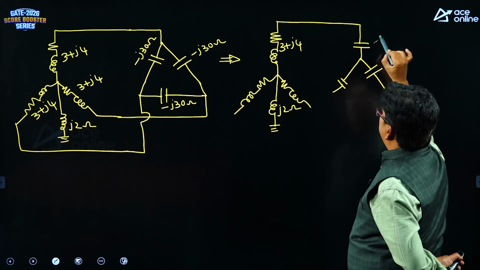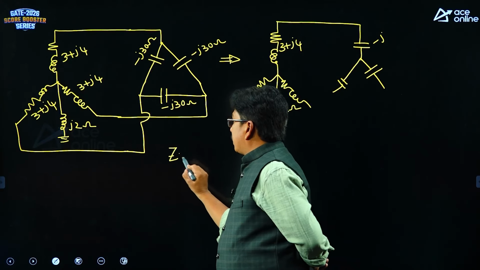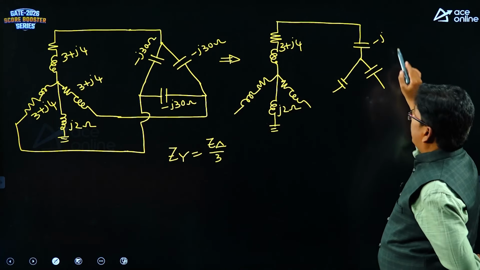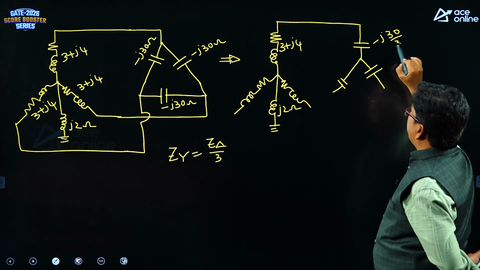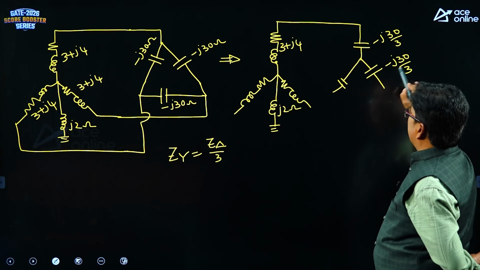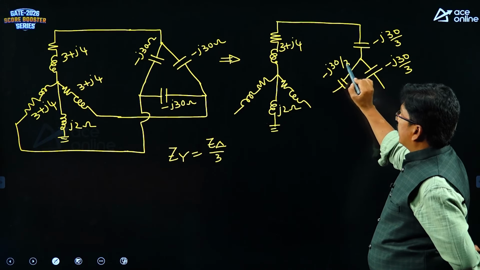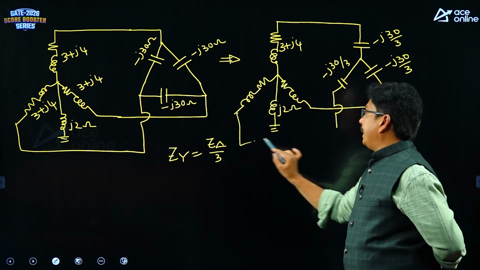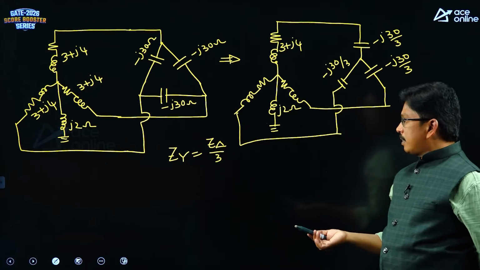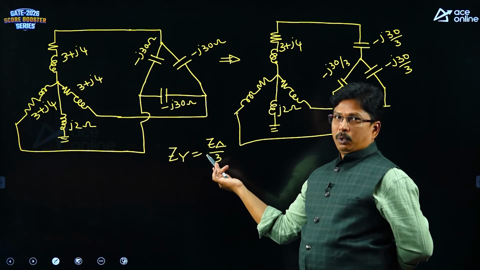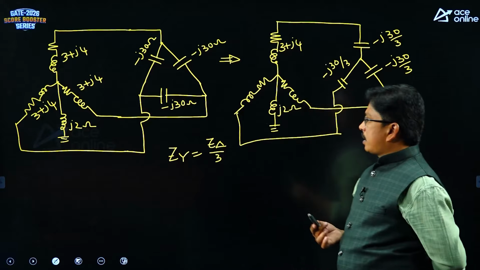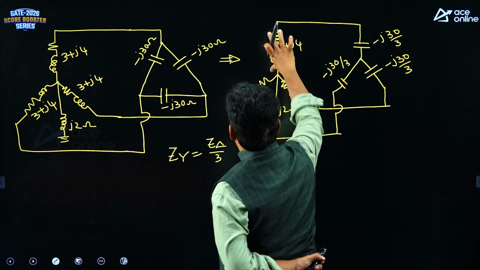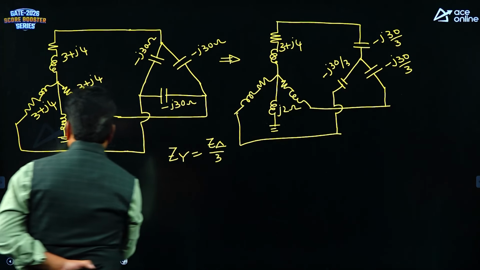Z star is equivalent to Z delta by 3 for impedances. So it is minus J30 by 3, minus J30 by 3 and minus J30 by 3. See, I have written capacitors only, but I am calculating impedance. If I am calculating capacitors, C star is 3 times C delta. But I am calculating impedance, so Z star is Z delta by 3. So, draw the positive sequence network, per phase, both are connected in parallel.